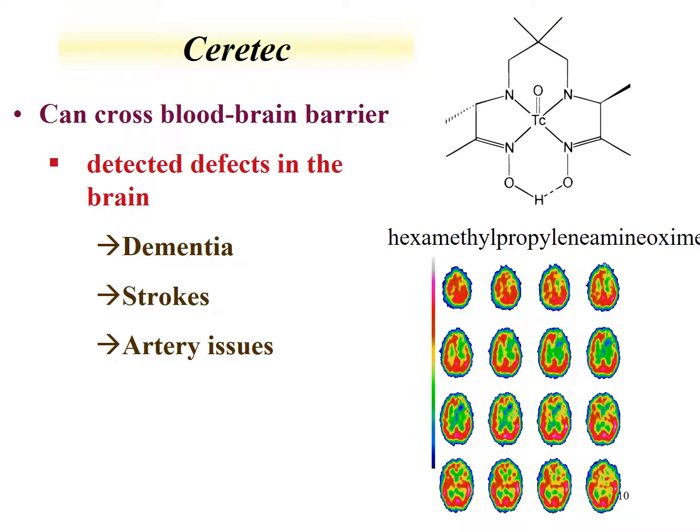Ceretec is another example of a technetium compound. This has the property of crossing the blood-brain barrier, and it can be used to image the function of the brain. So, for instance, it can be used to evaluate the presence of dementia. If strokes have influenced brain activity, one can evaluate if the technetium is getting into all parts of the brain, and if not, it could be an issue that strokes have prevented blood flow to the brain, and also arteries that feed the brain, if there are any clogging or clotting issues with those arteries.